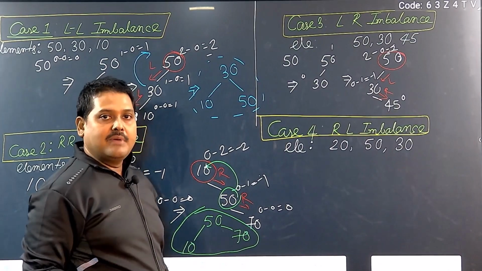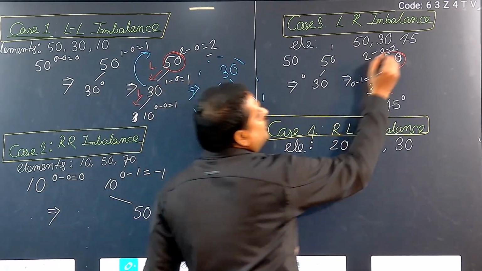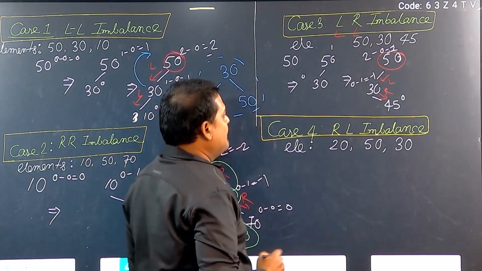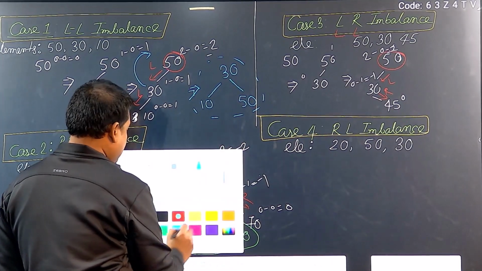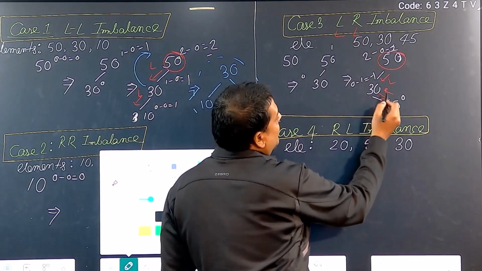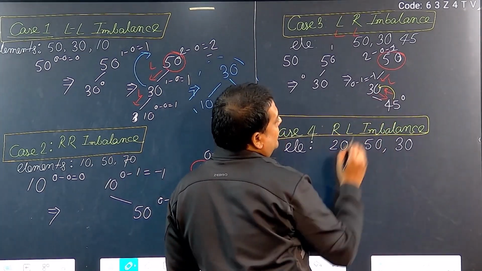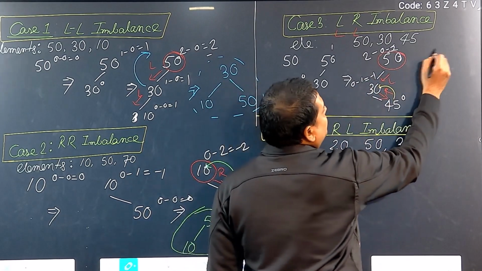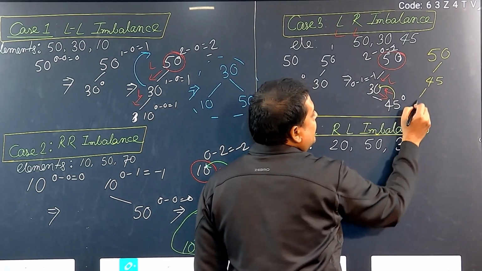For left right imbalance, two rotations are required. First we make the problem into left left imbalance. For left left imbalance what do we do? We will move this element here. So, 45 will be moved to this place and 30 will be down. So, 50 is here, then 45 and then 30 will be down.